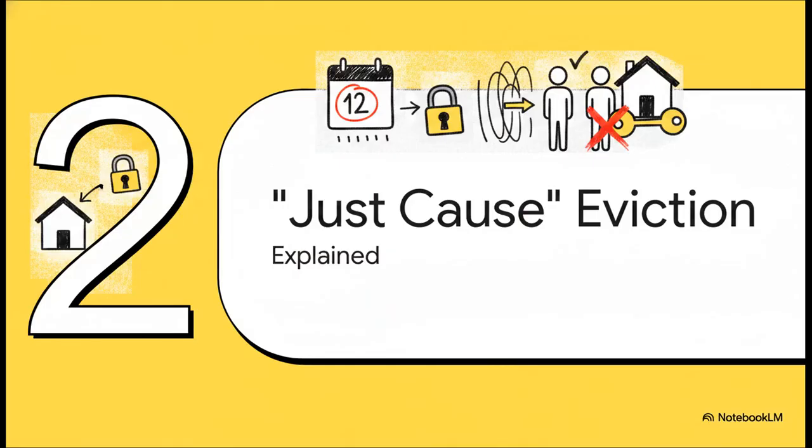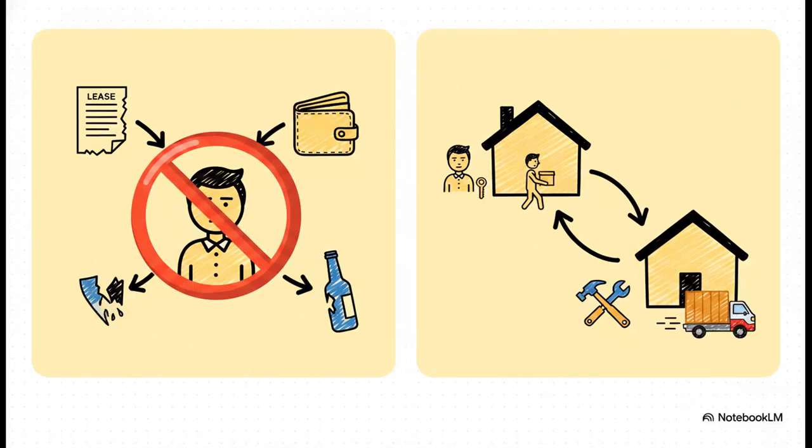Okay, let's move on to the second giant pillar of AB 1482, just cause eviction. Basically, once a tenant has lived in your property for a full year, you can't just decide to end their tenancy anymore. You have to have a legally valid reason. The law breaks these reasons down into two buckets. The first is at fault, and it's pretty much what it sounds like. The tenant did something wrong, like not paying rent or violating the lease.